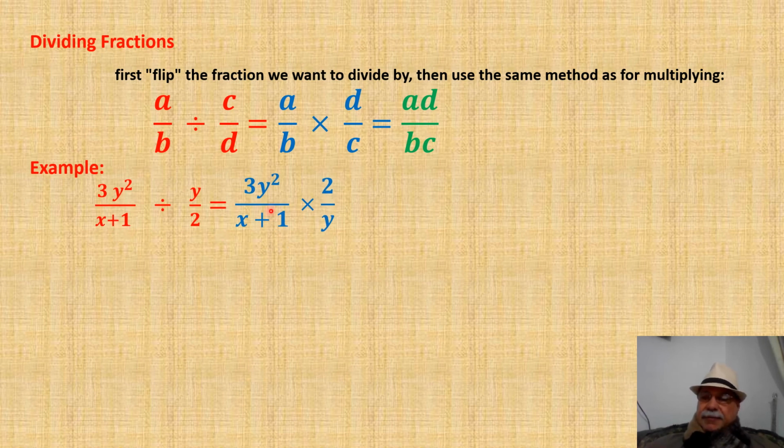Three x y minus 1, this we still keep like this. Divided becomes multiply. Simply, y over 2 becomes 2 over y. We turn this upside down like this.